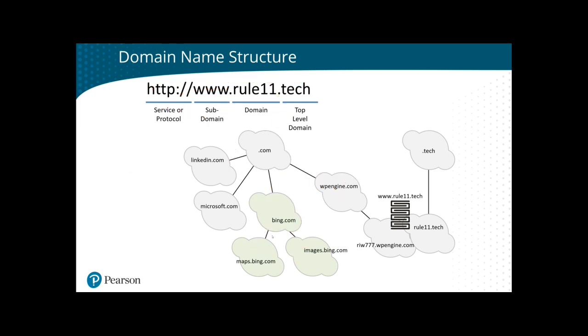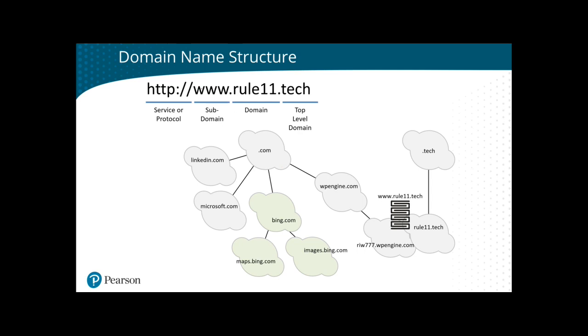Now, a zone is an administrative domain. So everything normally to the left of a given dot is within a single administrative domain. So that is the way it works. So .tech itself is an administrative domain. Rule 11 is an administrative domain. Well, www is a subdomain that is actually part of this domain, but then you have HTTP, which is your service or your protocol.